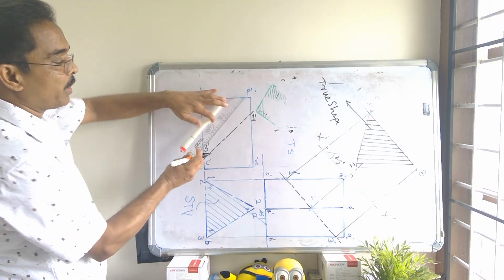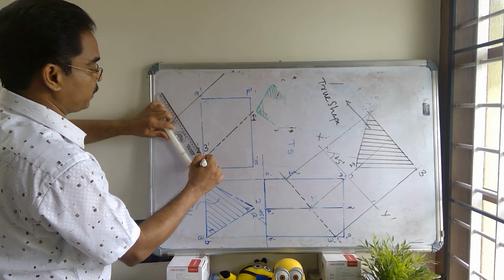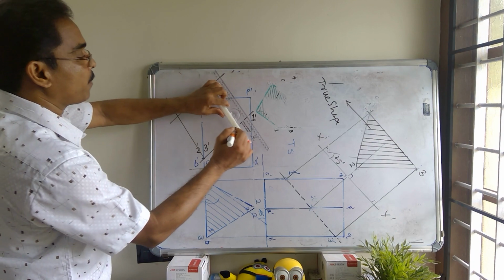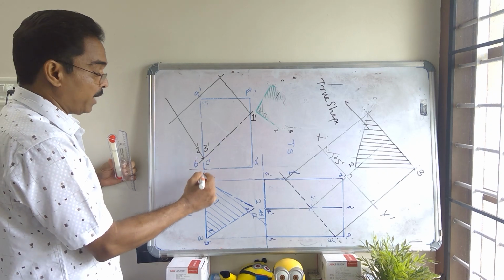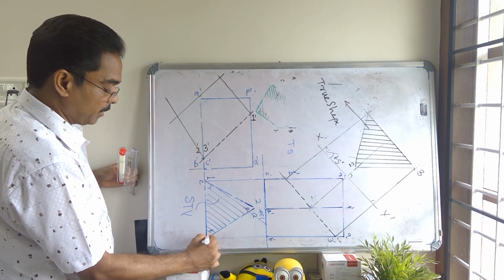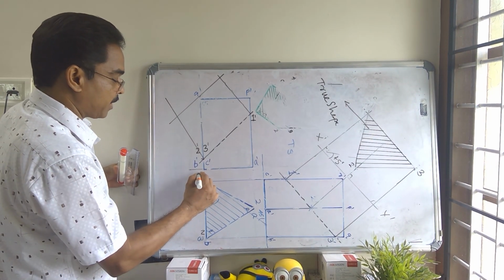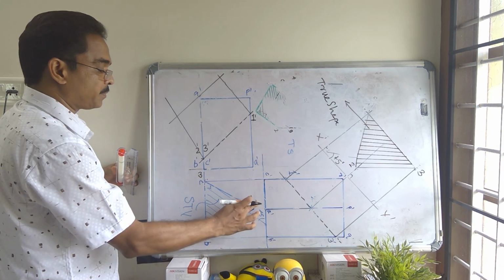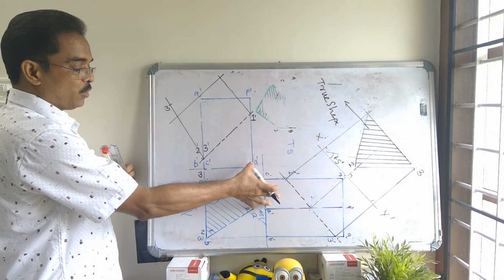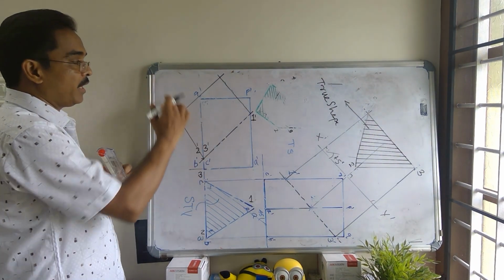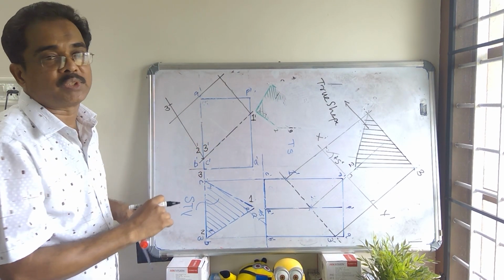Now in order to get the true shape, draw a line parallel to the cutting plane, project all the points perpendicular to this. Okay. Take the distance of the plan of the point. B will be here, 2 will be here, then 3 will be here, 1 will be here. Okay. Take the distance of 3 from the xy line, mark it here. Take the distance of 1, mark it along this line, and join 1, 2, 3. Then hatch the surface, and you will be getting the true shape.